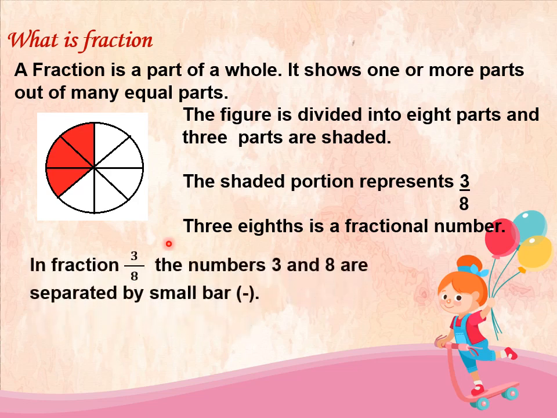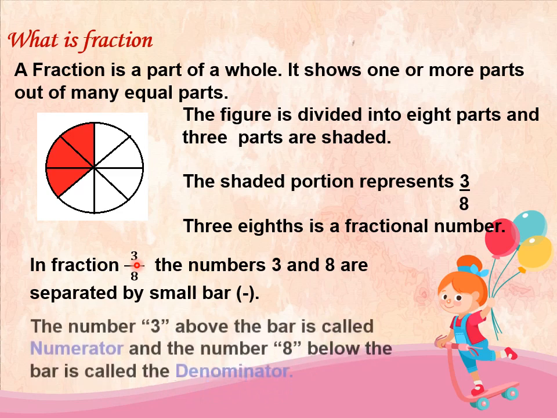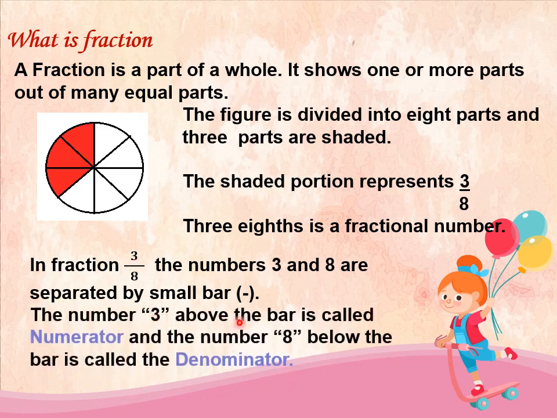In the fraction 3 upon 8, the numbers 3 and 8 are separated by a small bar. The number 3 above the bar is called the numerator, and the number 8 below the bar is called the denominator.